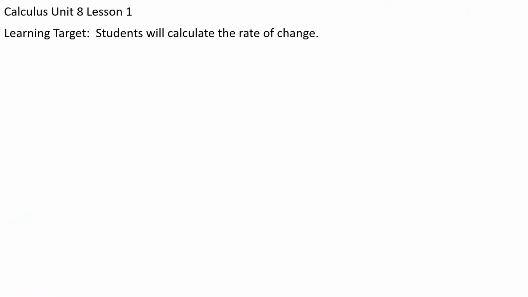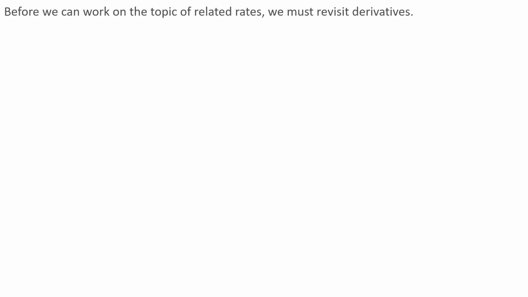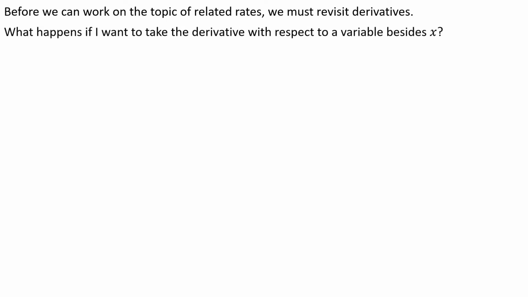Okay, now before we can really get into what we call related rates, we have to revisit derivatives for just a second, because we don't always want to take the derivative with respect to the variable x. So what would happen if I've got y equals 3x, but instead I want to take the derivative with respect to z?